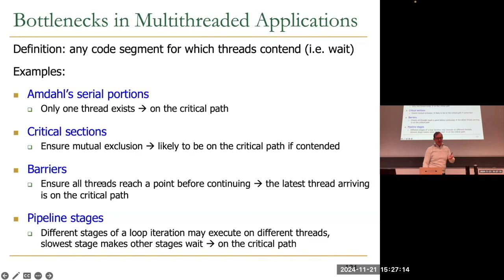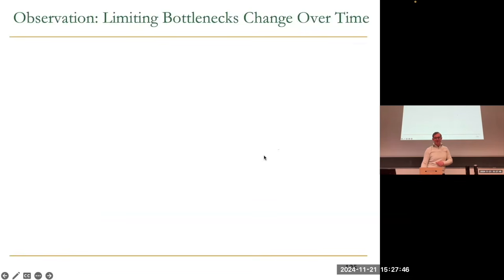Barriers, we've all seen barriers. Essentially, they ensure all threads reach a point before continuing. The latest thread arriving is on the critical path of the barrier. And once you fix that critical path, there could be another latest thread arriving. So barriers are interesting also. And finally, pipeline stages, we've seen that also. Different stages of a loop iteration may execute on different threads, and the slowest stage makes other stages wait. And that is on the critical path. So basically, we want to identify those code segments that are on the critical path in multi-threaded programs.